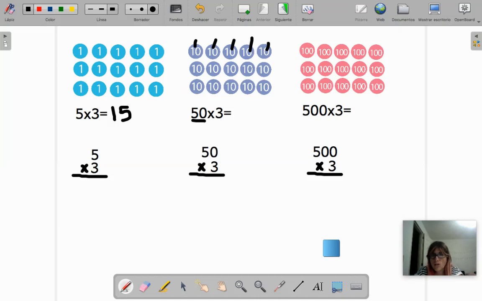We have 50, other 50, let me erase this so you can see what I am talking about. So we have 50, other 50, other 50. That means 50 plus 50 plus 50, okay? Now, when you do this, remember this is exactly the same as this if we don't look at the 10. So in your head, look what you're going to do. We are going to ignore the 0.